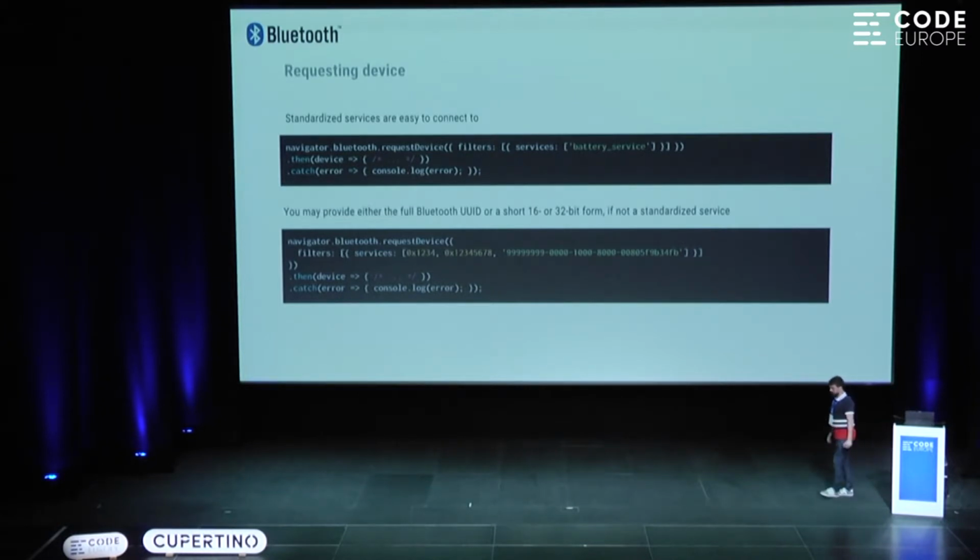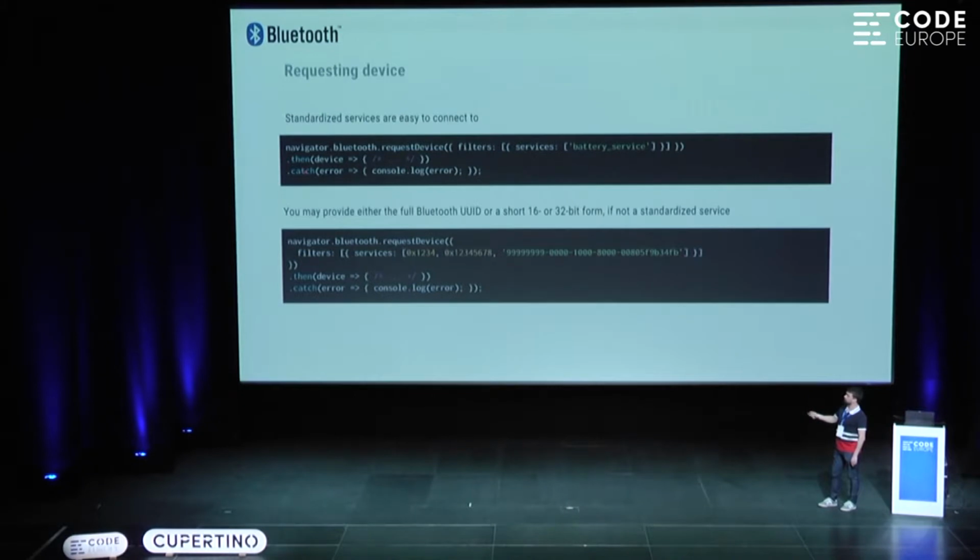So let's look at how this works in JavaScript, because this is the web, and the language of the web is JavaScript. It's a very common API. You do navigator.bluetooth.requestDevice. There are some filters, where you can use standards in JavaScript, like battery service or heart rate monitor. If the device supports these, you can request that. Then if you get a device, you can do something, or you can catch errors.